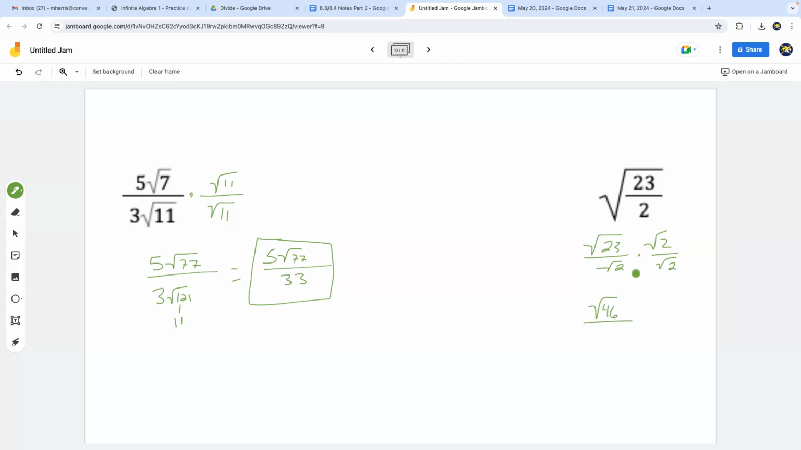And then I'm going to show you guys a little trick. So hopefully you're catching on. Like root 11 times root 11 was root 121, which actually just was 11. So root 2 times root 2 is root 4. Well, what's the square root of 4? 2. So root 2 times root 2 is just 2. And that's our answer.